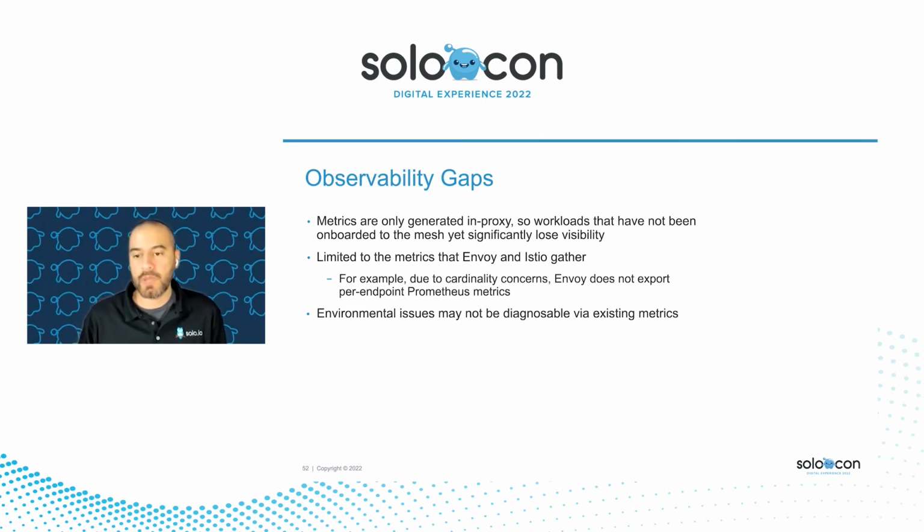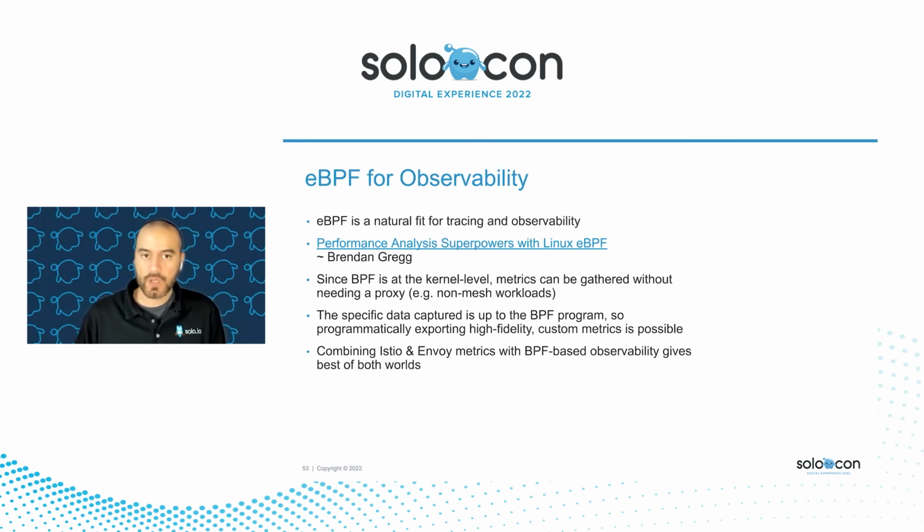And then additionally, you may have environmental issues that are even lower level than Envoy. They may be node level or so on, and you can't get that through Envoy or Istio. So this is where eBPF can help out. eBPF is a natural fit for tracing and observability for several of the reasons that we talked about already. I do have a link here to Performance Analysis Superpowers with Linux eBPF by Brendan Gregg. It's a fantastic talk. I recommend you check it out. It goes into way more detail than I can here.